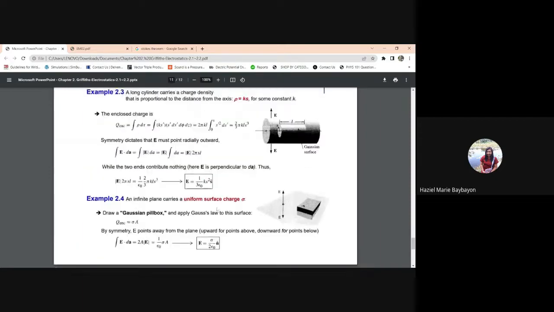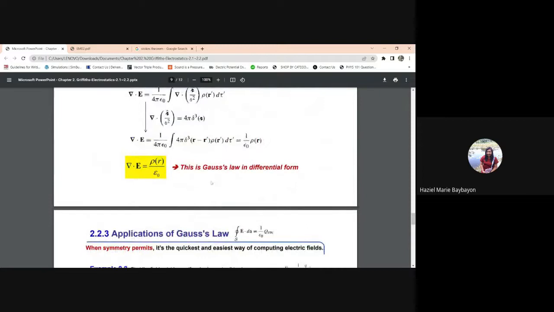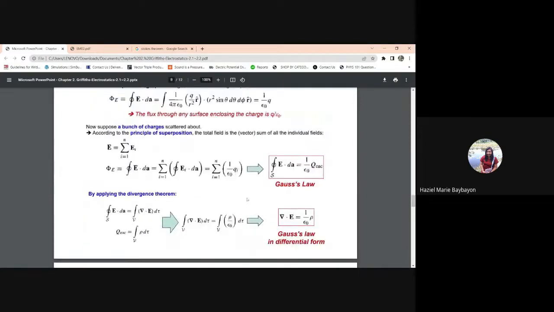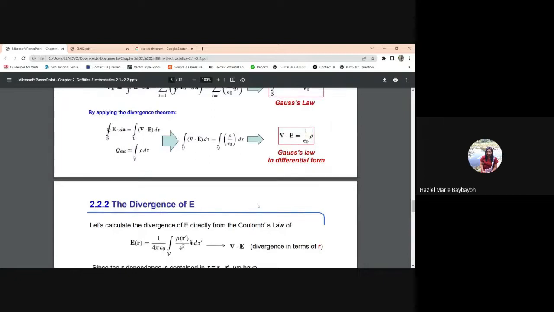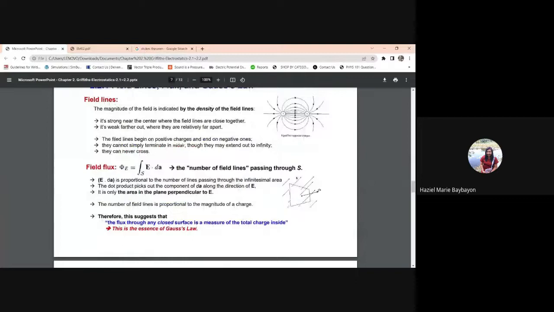Using this equation, we have the differential form of Gauss law, and then we have the integral form of Gauss law. Again, Gauss law cannot be used for non-symmetrical systems. So we can only use this for systems that have spherical symmetry, also cylindrical symmetry, and then the Gaussian pillbox.